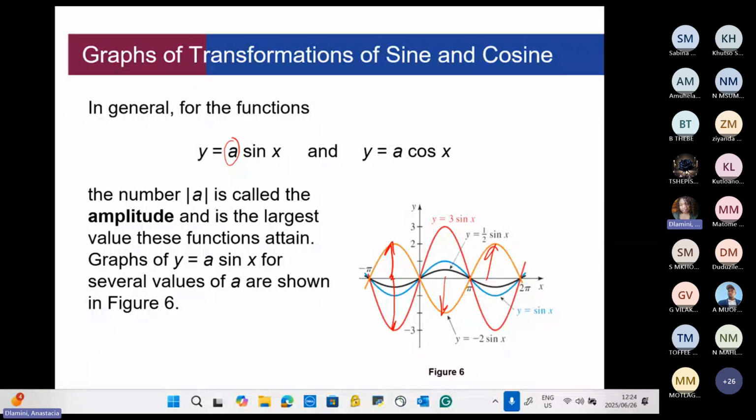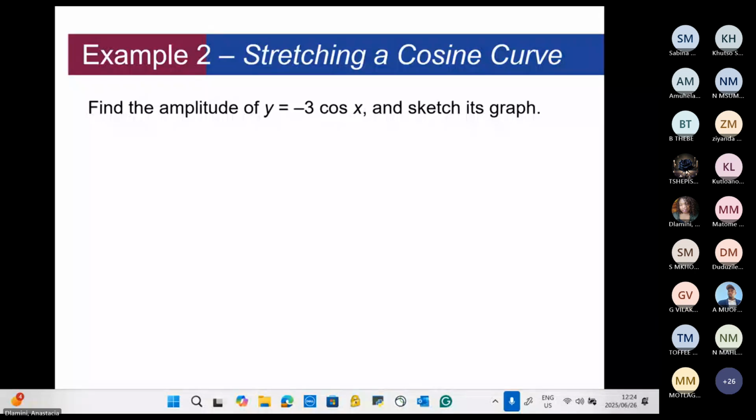Yes, ma'am. Thank you. Now they say find the amplitude of y is equal to -3 cos x and sketch its graph. What is the amplitude? Minus 3. Negative 3. 3. I said the amplitude is the distance. So the amplitude is equal to 3. This is what you write: the amplitude is equal to the absolute value of negative 3, which is equal to 3, because it's the distance.